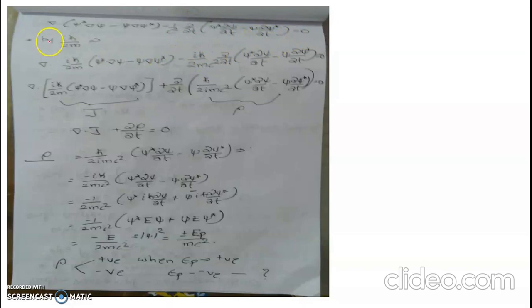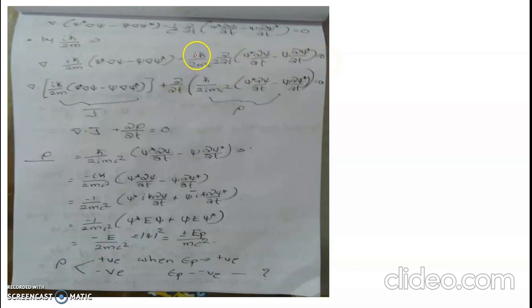Now we multiply this by a constant iħ by 2m. Then this becomes del dot iħ by 2m into (ψ* grad ψ minus ψ grad ψ*) minus iħ by 2mc². 1 by c² is already there. We multiply it by iħ by 2m. We already have a minus here. ∂/∂t of (ψ* ∂ψ/∂t minus ψ ∂ψ*/∂t).